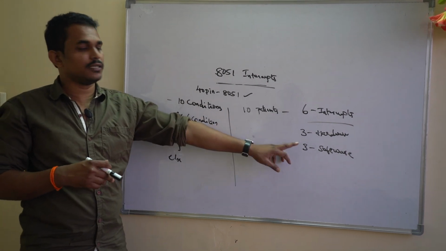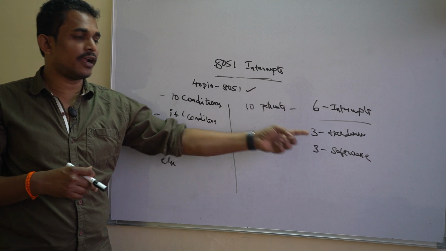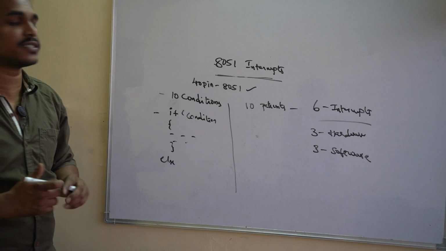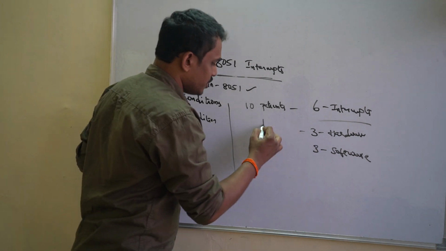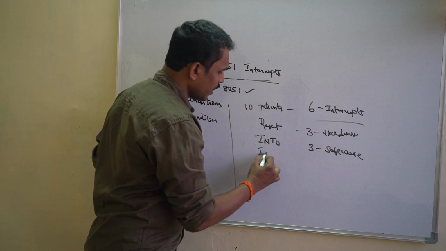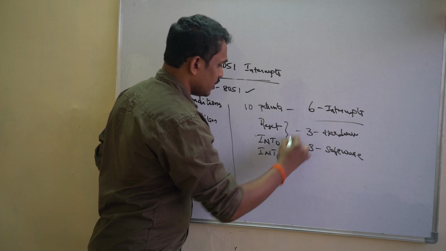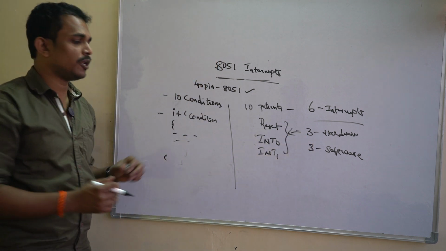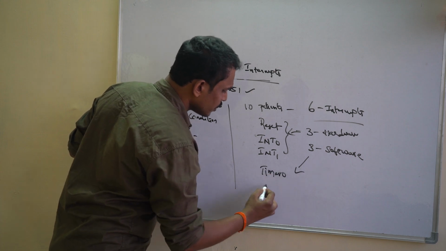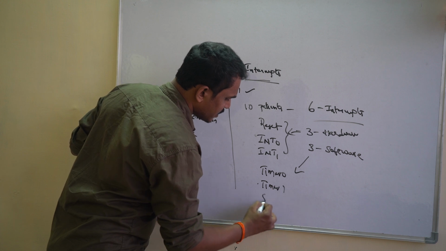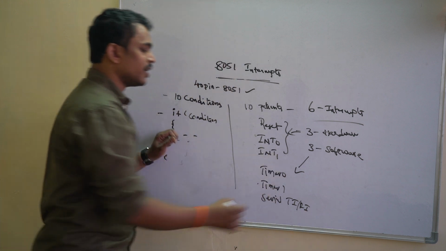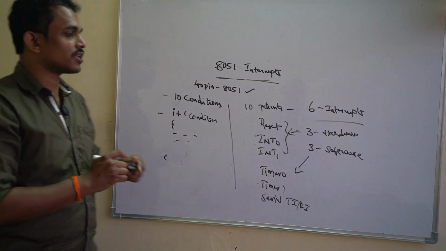Okay, so these are the 3 software interrupts for your 8051 and these 3 are the hardware interrupts for your 8051. What are the names of these 3 hardware interrupts? They are reset, INT0 and INT1. So these are the 3 hardware interrupts for your 8051 family. And the 3 software interrupts are timer 0, timer 1 and serial interrupt, which is TI or RI.